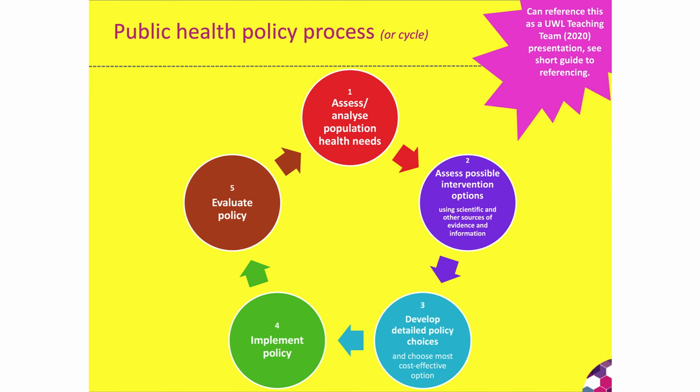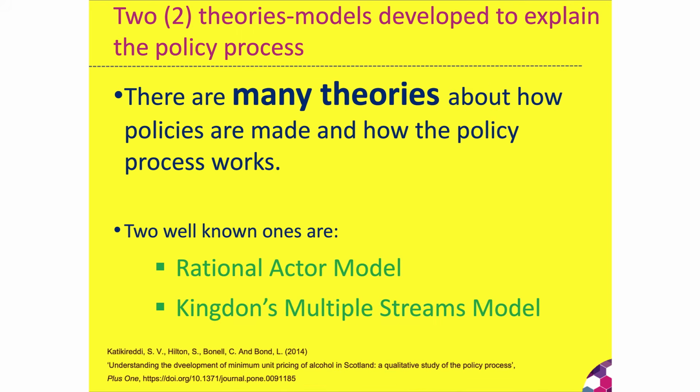We then implement the policy, and then we evaluate the policy to see if we had succeeded in achieving our vision, our aim, our ambition, our aspiration, and our objectives for the policy. And then we start the process all over again by re-looking at health needs, re-looking at the policy options, re-looking at the policy choices, and then implementing a new or revised policy.